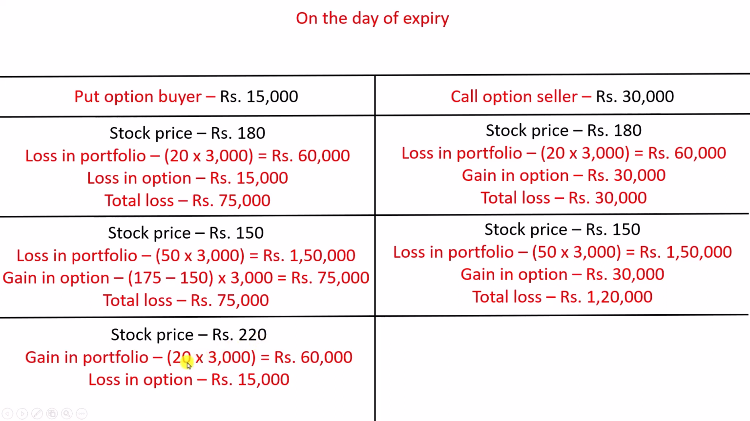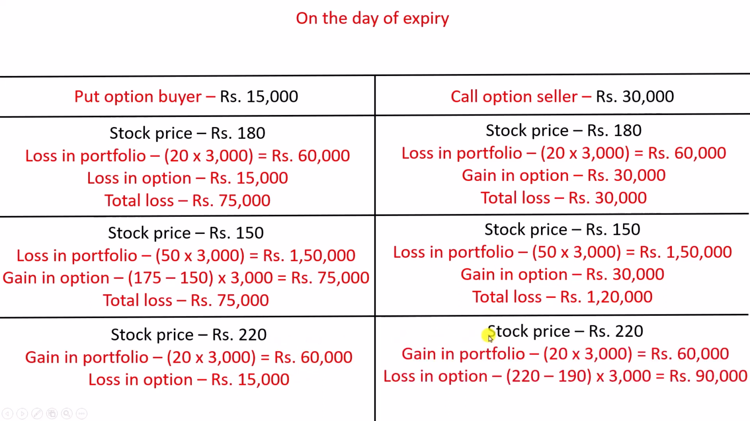If the price reaches 220 rupees, I gain 60,000 rupees in the portfolio. It was 200 rupees on 15th June. Now it is 220. It has moved up by 20 rupees. So 20 into 3000 is 60,000 rupees. So this is what I gain in the portfolio. Whereas in the option, I lose 15,000 rupees, which I had paid while buying the put option. So this is the maximum I am going to lose. So I lose 15,000 rupees, I gain 60,000 rupees. So the difference is my gain. 60 minus 15 is my gain here.